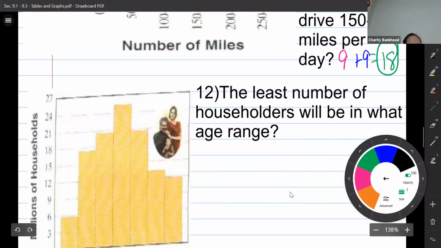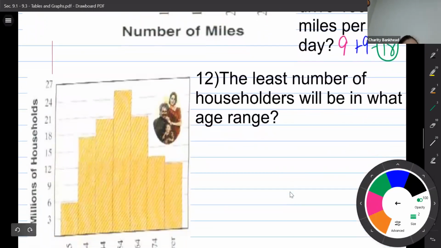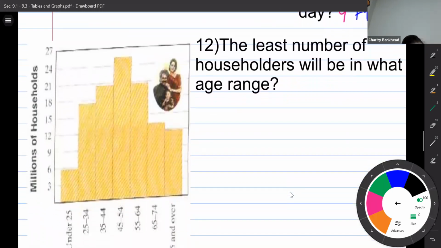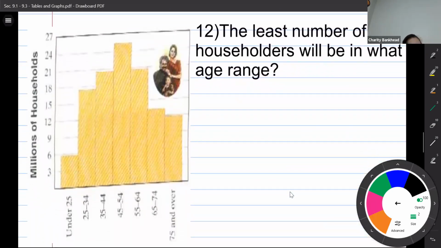The next one is showing the age of householders. So it says least number of householders in what age range. So that's obviously under 25. That's the shortest one.